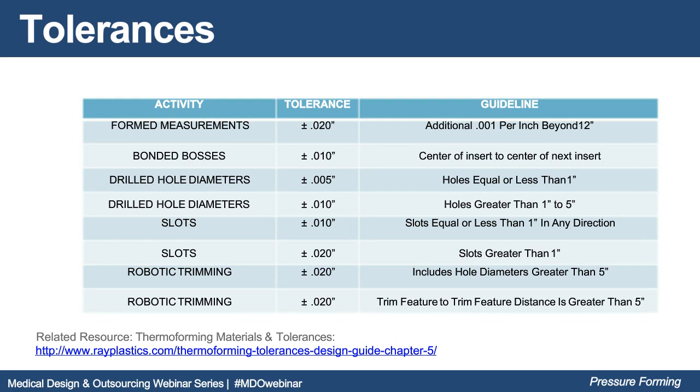Our robotic trim center can handle plus or minus 5 thousandths. Obviously, we would need to slow down the trimming process and look at building fixtures that are capable of holding that tolerance. But we do have the capability of running down to a plus or minus 5 on the robotic trim center.